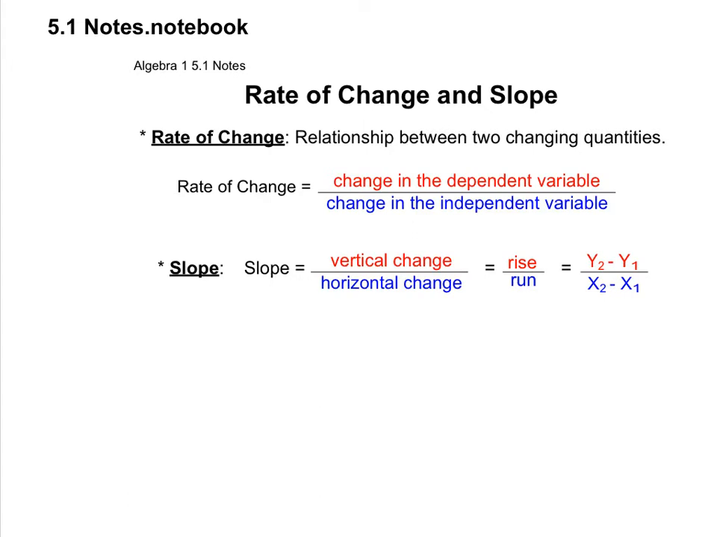Rate of change and slope, the relationship between two changing quantities. Or slope, I like to think about slope as m. So m is equal to the vertical change over the horizontal change, or the rise over the run, or y2 minus y1 over x2 minus x1, which is your formula. Or we can say that it's the change in y over the change in x. All right, there we go. Let's move on.